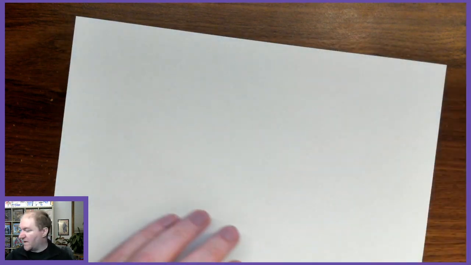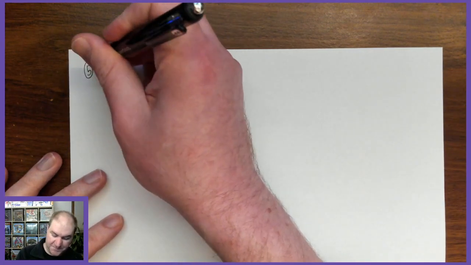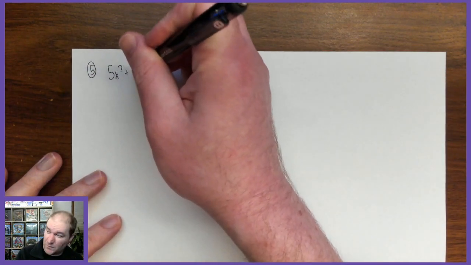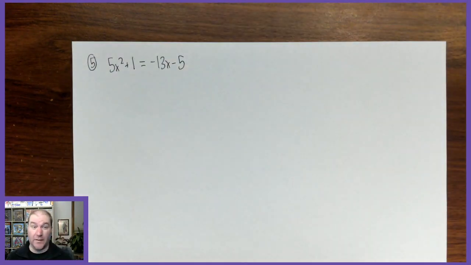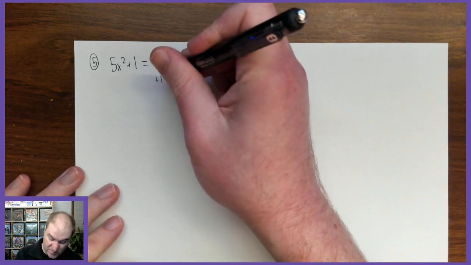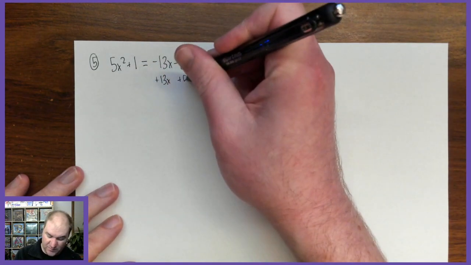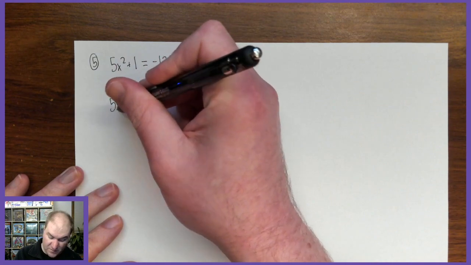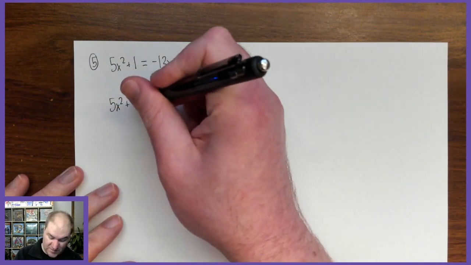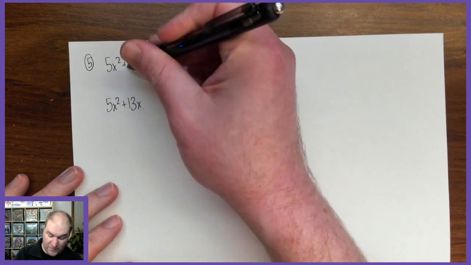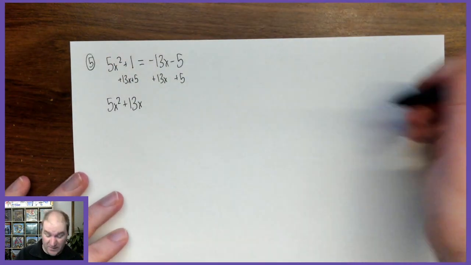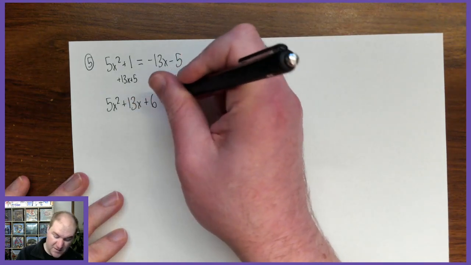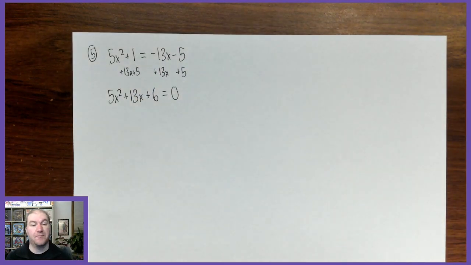All right, question number 5. Solve the quadratic by factoring. 5x squared plus 1 equals negative 13x minus 5. Well, that's definitely not equal to 0, so let's move some stuff around. Let's do plus 13x and plus 5 here. So 5x squared plus 13x. When I move the 5 over here, there's already a positive 1, so I'm going to combine like terms and get plus 6. And now it's equal to 0.